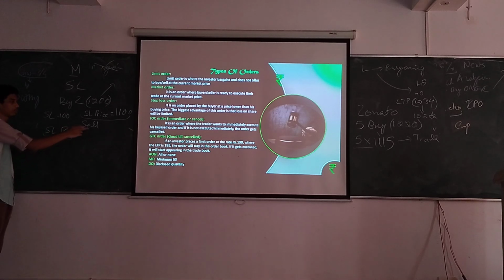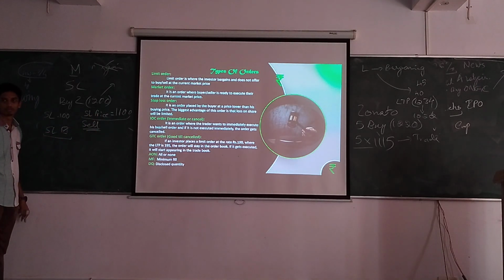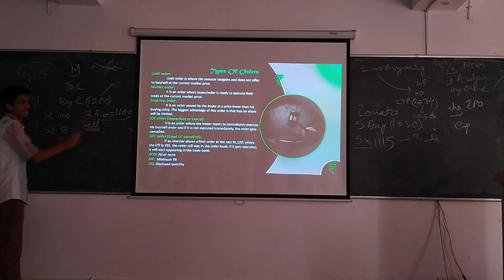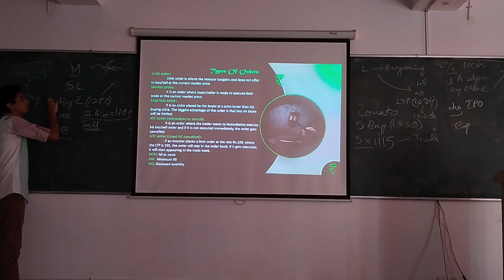If you don't select this, it will become a normal sell order. What is the difference between the two? Both actions are the same. It is going to sell at 1,100, but the difference is that a sell order gets executed no matter what, but a stop loss order gets executed only when the shares are in your holdings.